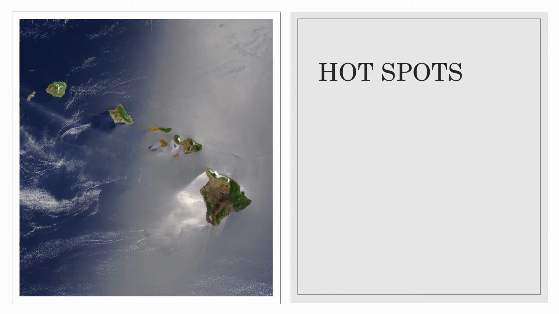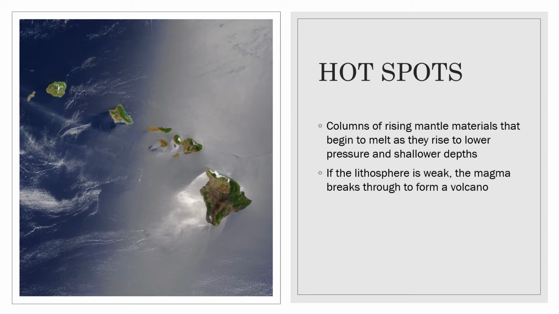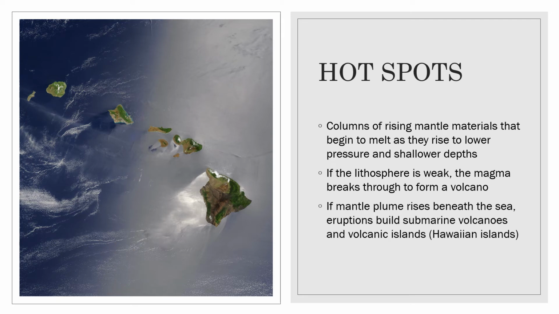Next, we have hotspots. The third environment in which magma forms, but which is not related to plate boundaries, is called hotspots or mantle plumes. These are columns of rising mantle material that begin to melt as they rise to lower pressure and shallower depths. If the lithosphere is weak, the magma breaks through to form a volcano. If a mantle plume rises beneath the sea, eruption builds submarine volcanoes and volcanic islands. An example of a volcanic island chain is the Hawaiian Islands.